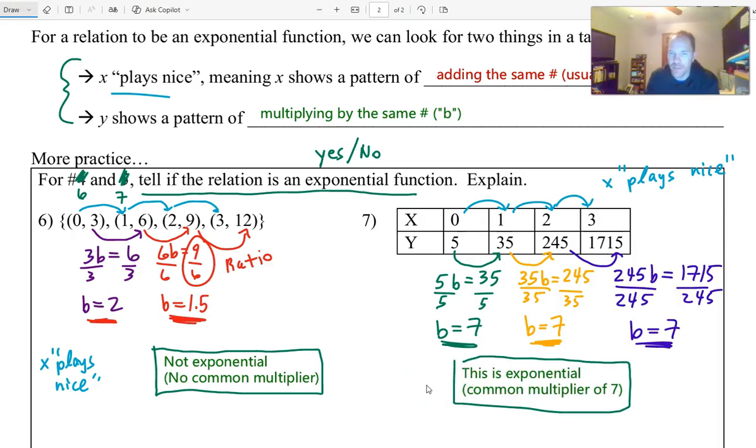I wrote out my answer. Gave a little more explanation that it is exponential because of the common multiplier. But that's it. That's done. Remember, read the instructions for 6 and 7. I didn't have to come up with the equation. I could come up with the equation for number 7, but that's not what I'm asked. For 4 and 5, come up with the equation. We were told 4 and 5 were exponential. Come up with the equation.